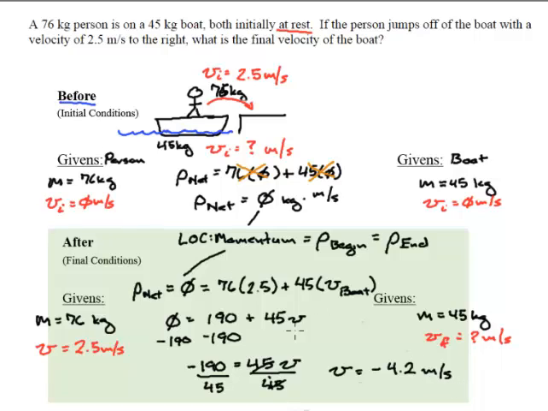Now, technically you're done, but I want to discuss why the negative is terribly important. You will see that the man jumped to the right. What direction does the boat go in? It goes to the left at negative 4.2 meters per second. And this is kind of a continuation of Newton's third law, that every action, every momentum to the right, has an equal and opposite reaction as momentum to the left.